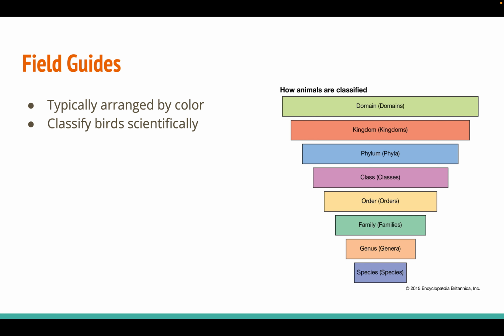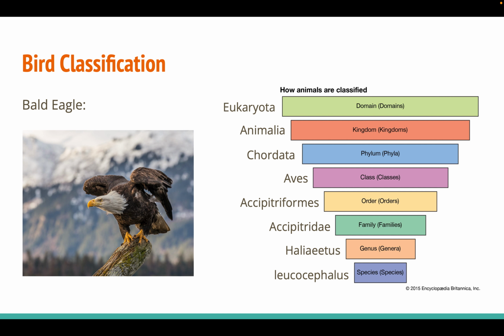And they also provide a scientific classification of birds using the Linnaeus system here. So we're going to give you some examples of what that might look like. The bald eagle is in the domain Eukaryota, kingdom Animalia, phylum Chordata, class Aves, and all birds will fall under the class Aves, at least according to current field guides. And then where all birds kind of start branching off from each other is in the order. So the bald eagle is of the order Accipitriformes, family Accipitridae, genus Haliaeetus, and species Leucocephalus.